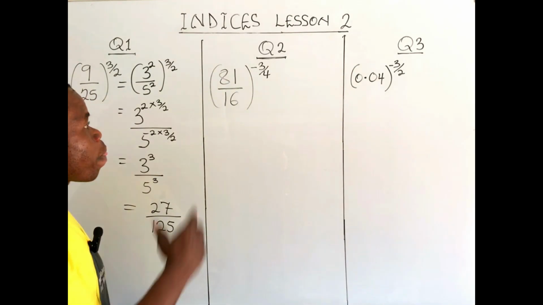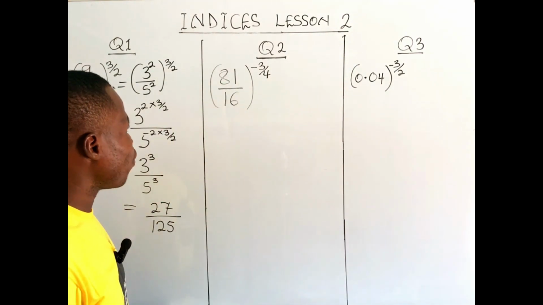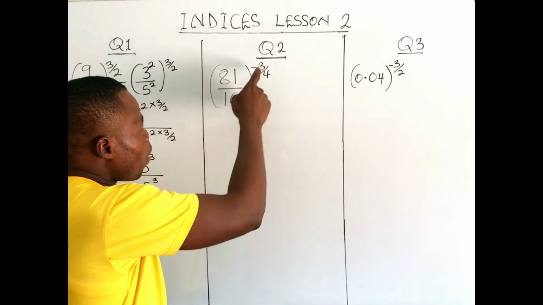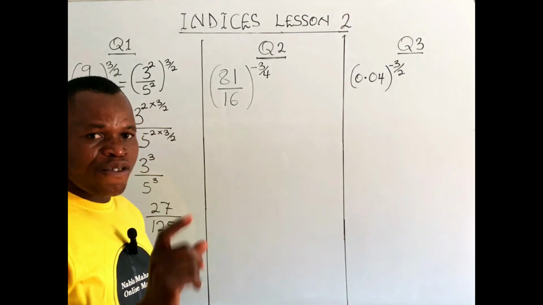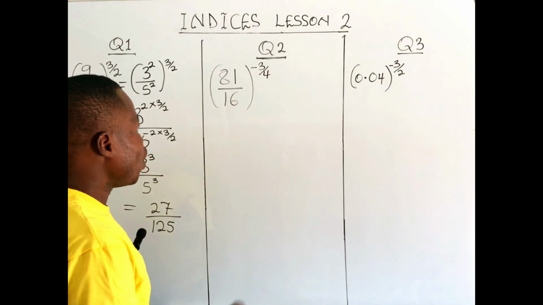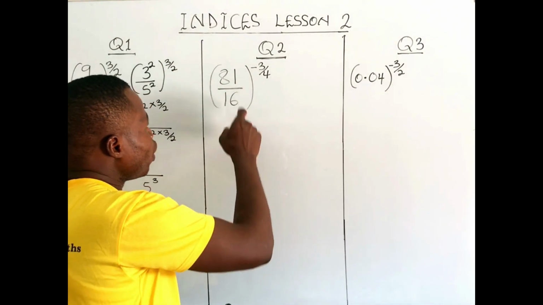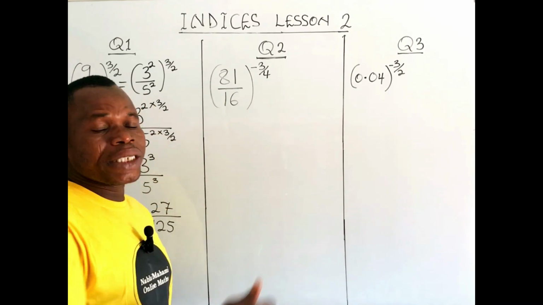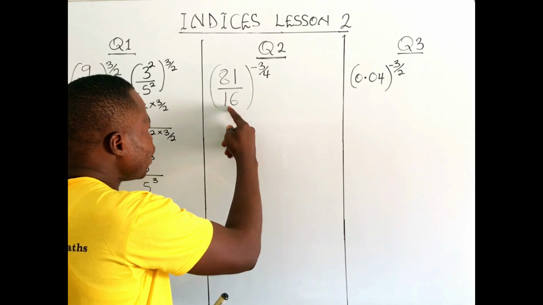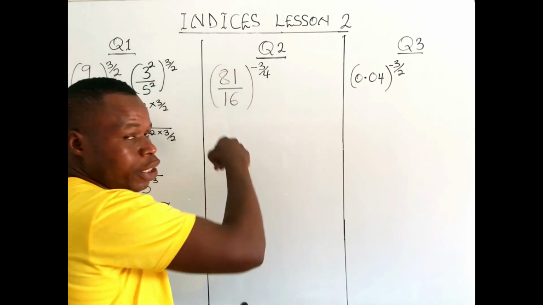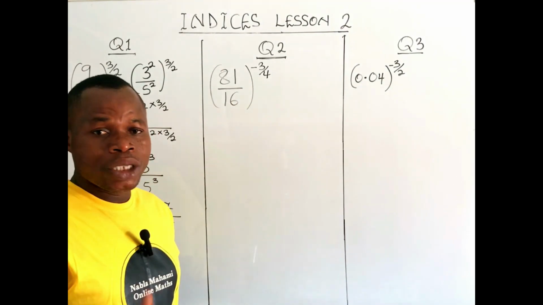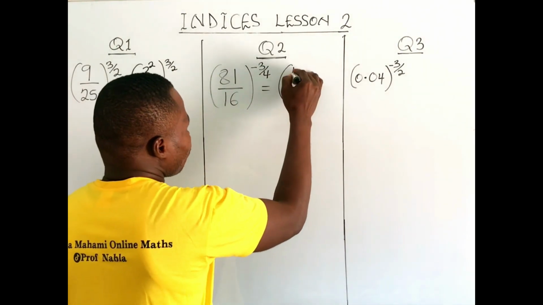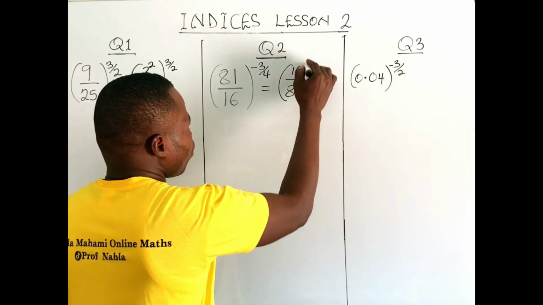Let's move to the second example. In the second example, I have 81 over 16 all to the power negative 3 over 4. And in our first lesson, we have a particular rule. If the exponent or the power is negative, then you can change it to positive by taking the denominator to become the numerator, and the numerator to become the denominator. What I'm trying to say is, in this particular one, 16 will go on top and 81 will come down.